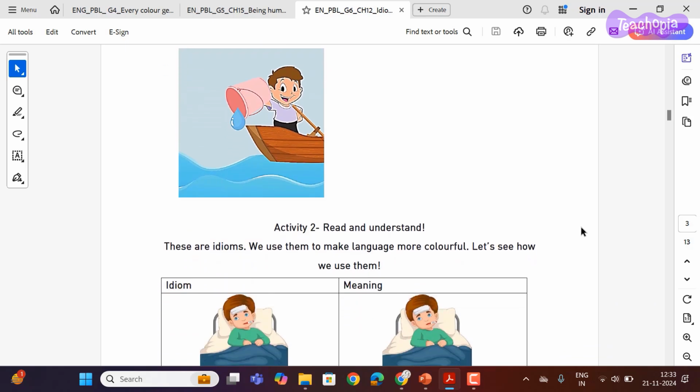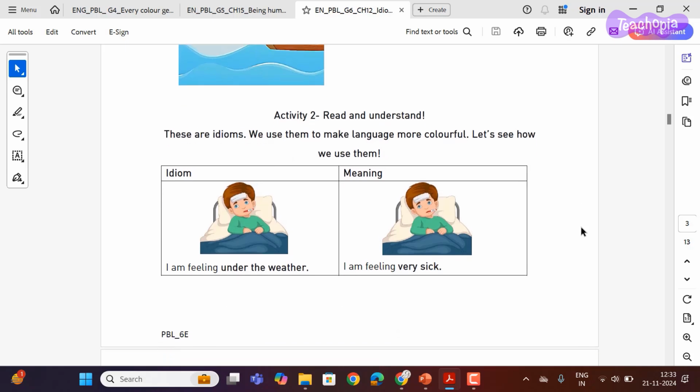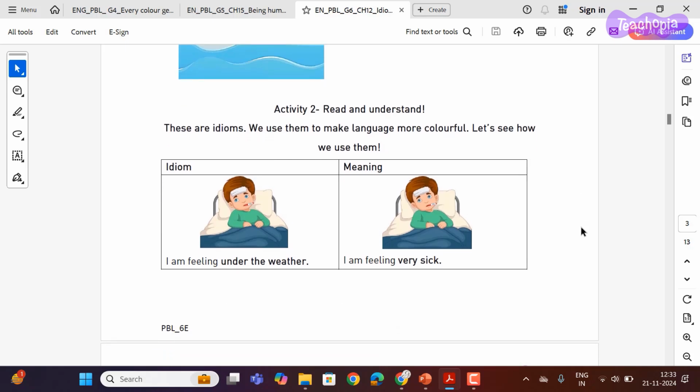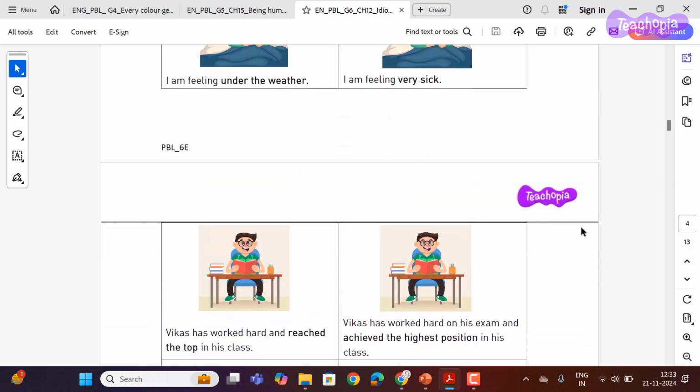The next activity, we make them use the language in a more colorful way, and that is why we use idioms. Let's see how we use them. These are a few idioms and their meanings. I'm feeling under the weather means I am feeling very sick.